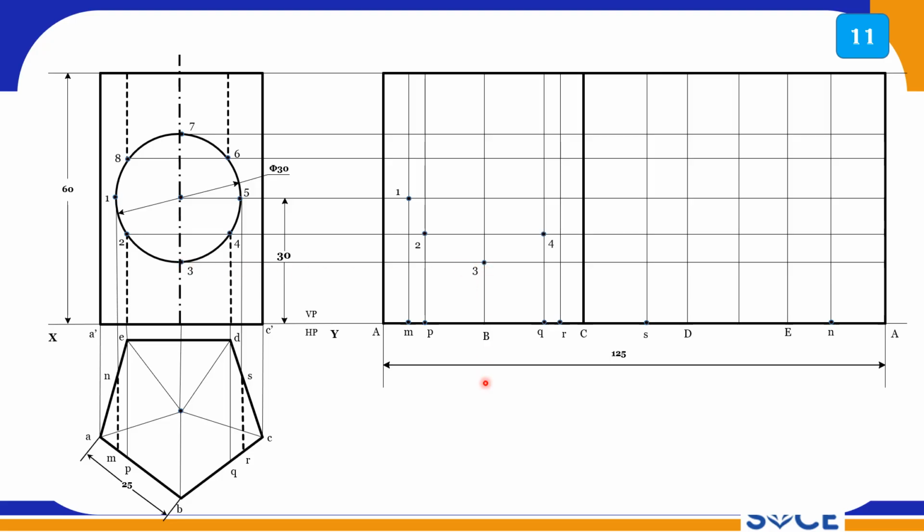So this is point number 3, and 4 is on the Q line, right? On the Q line I am marking 4, and on the R line I am marking 5. So similarly 6, 7 and 8. So all 8 points I have projected here on the front side.